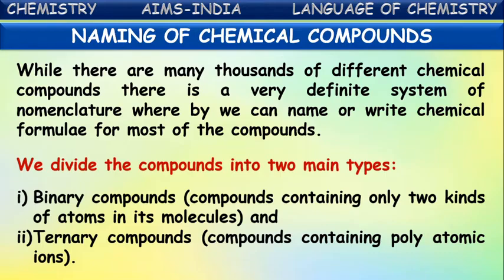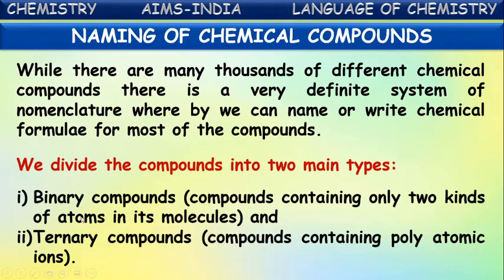Binary compounds means the compounds containing only two kinds of atoms in the molecule. Only two kinds of atoms will be there. Such molecules are called binary compounds. The compounds containing only two kinds of atoms in their molecules are called binary compounds. For example, sodium chloride, NaCl, only two kinds of atoms are there in the molecule. So it comes under binary compounds.